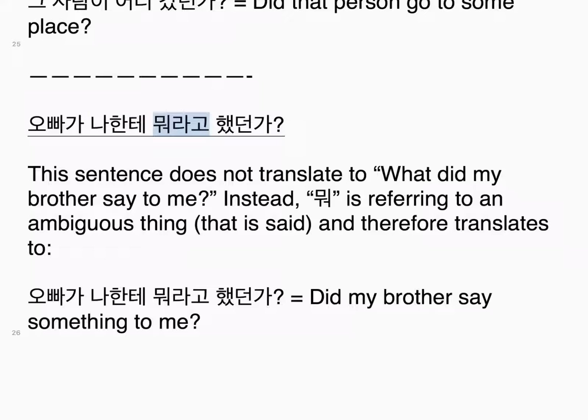오빠가 나한테 뭐라고 했던가? This sentence does not translate to what did my brother say to me. Instead, 뭐 is referring to an ambiguous thing that is said and therefore translates to, did my brother say something to me?